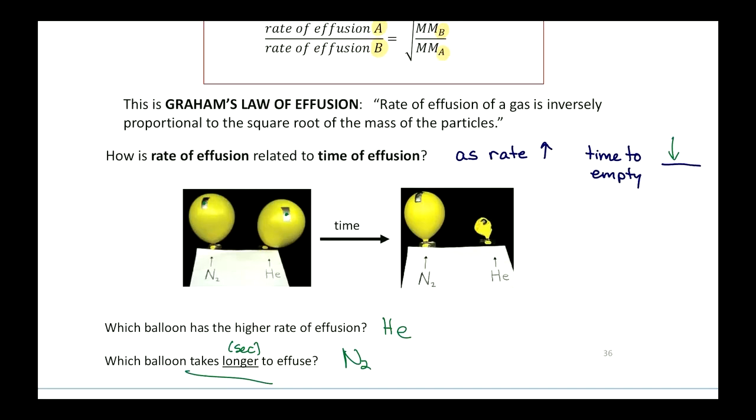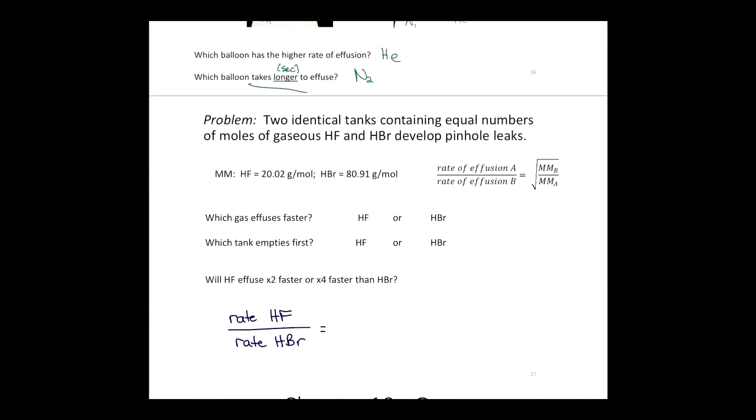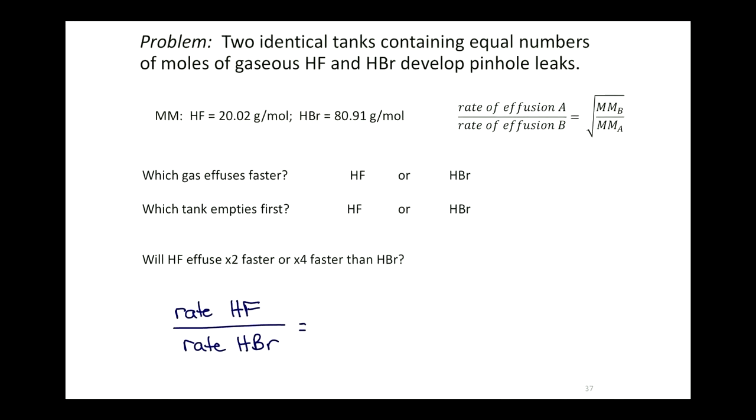Okay, so let's do a problem here. We have two identical tanks with equal numbers of moles of HF gas and HBr gas, and we develop pinhole leaks in them. Yikes. So hopefully you recognize, oh, this is effusion. Those are the molar masses. We have HF and HBr.